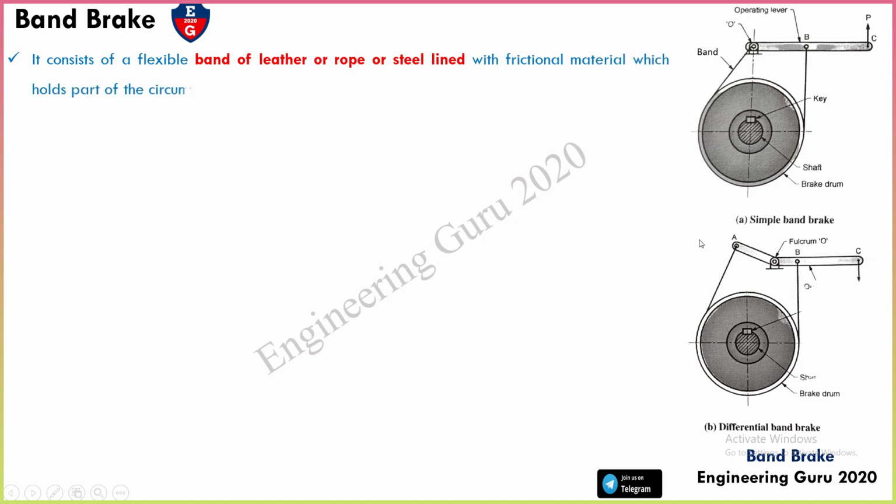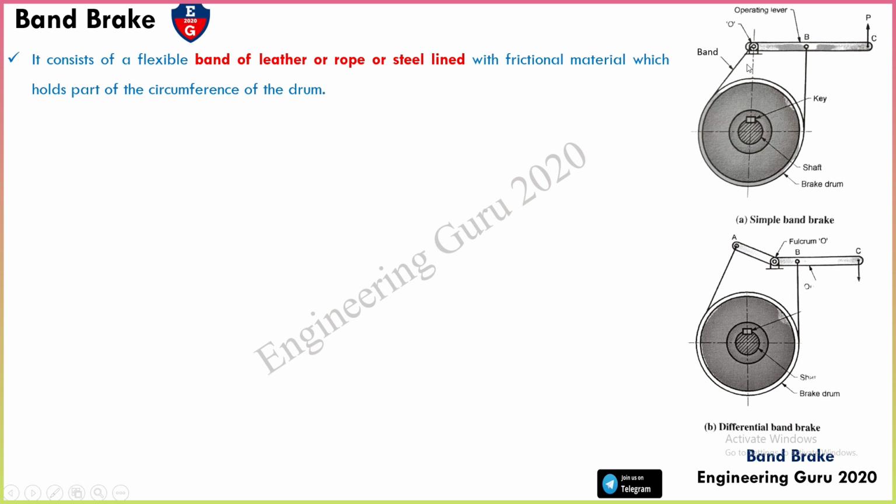Now we will see band brake. It consists of a flexible band of leather or rope or steel line with frictional material which holds part of the circumference of the drum. This is the schematic diagram of band brake. There are two types: simple band brake and differential band brake.